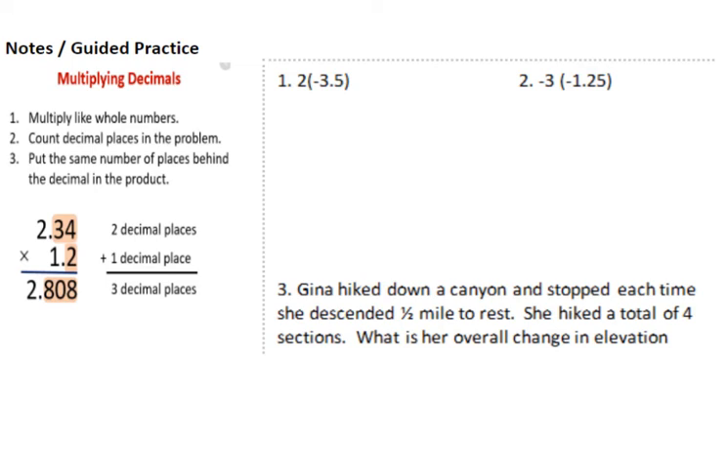Ms. Talati is doing multiplying with you. So what we decided to do on these note takers was give you a little refresher with the step-by-step instructions, right? On the left-hand side, it says multiplying decimals, and you have 3 steps. Step 1 is you're going to multiply like whole numbers. Step 2 is you're going to count decimal places in the problem. And number 3, put the same number of places behind the decimal.